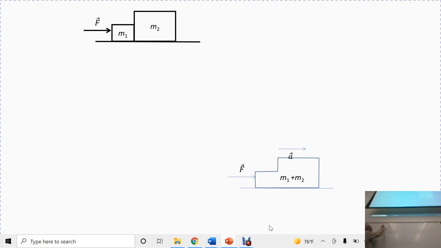Don't forget to put the arrow there at the top. I'm going to put the x and y axes as well. This object is not moving along the y axis. Consequently, the net force along the y axis is going to be zero. It means that, vectorially speaking, W1 plus N1 plus W2 plus N2 is equal to zero. I'm taking those two objects as my whole system. In physics, you can consider two objects as being a single one.